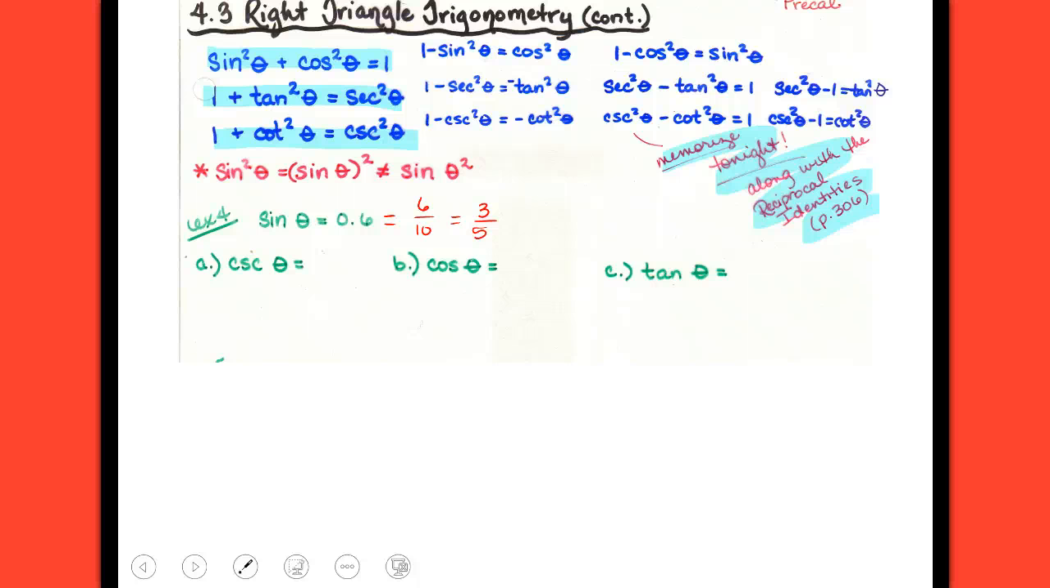5/3, right, because I would just use the reciprocal. I would turn it upside down. So by definition, cosecant is 1 over sine. That means it would be 1 over the 3/5. So yes, I'm just going to turn it upside down and get the 5/3. All right, look at the next one.